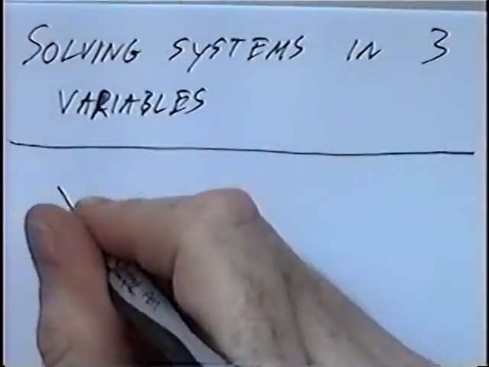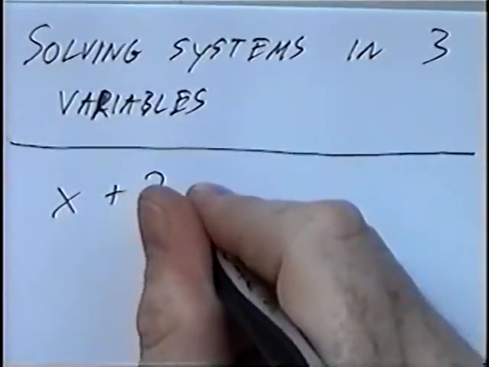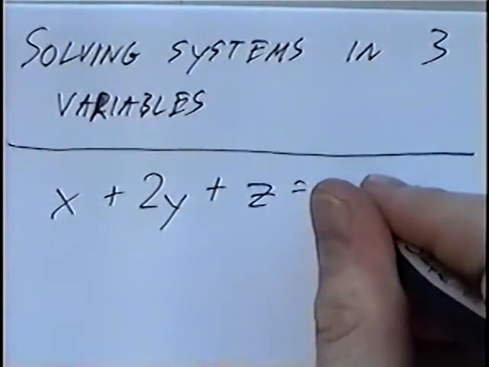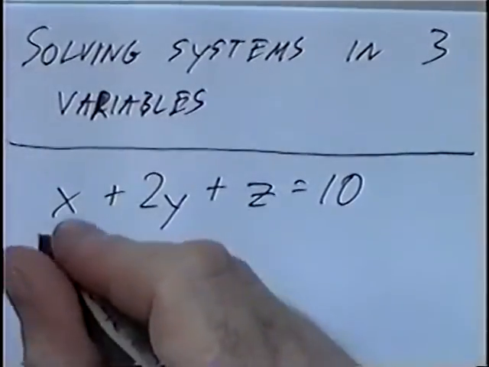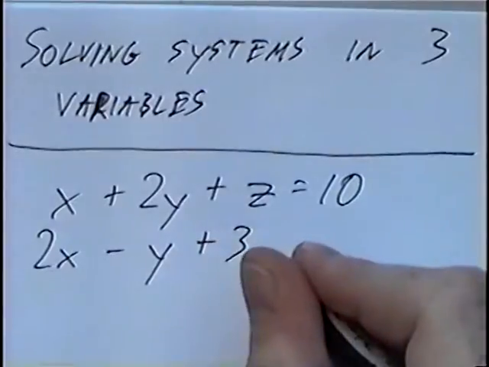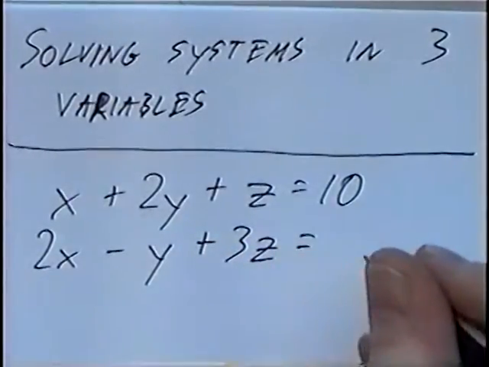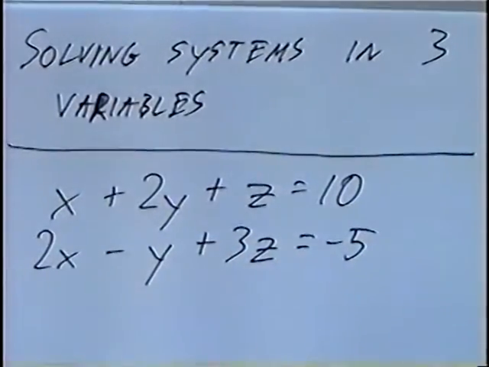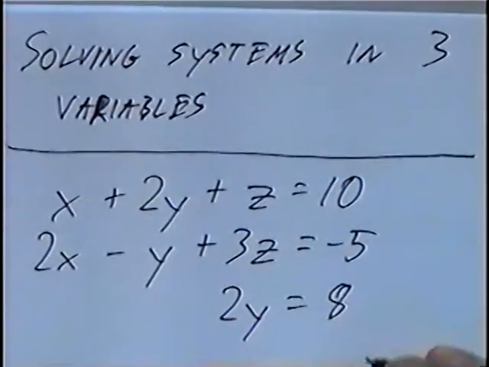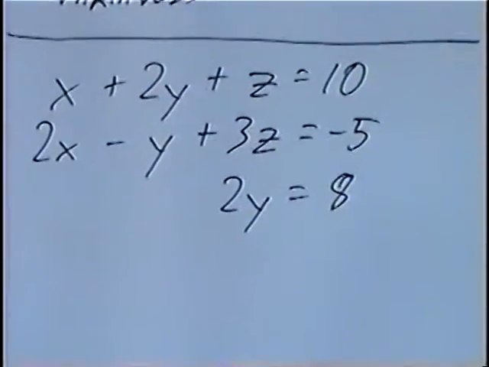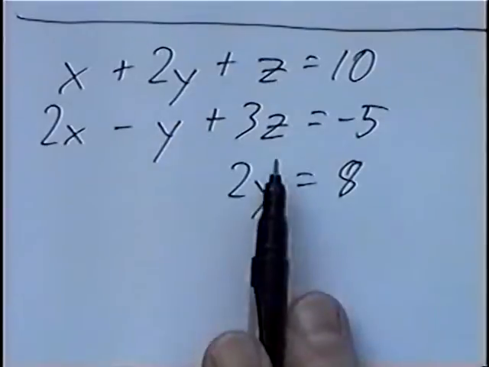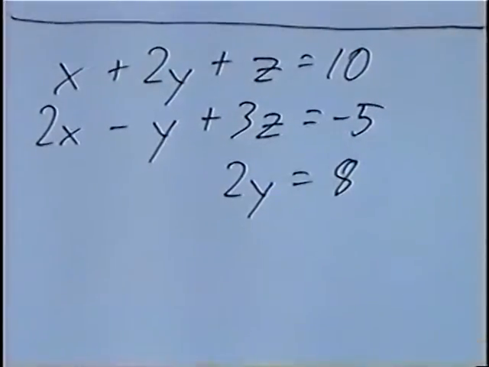First equation is x plus 2y plus z equals 10. And second equation, 2x minus y plus 3z equals negative 5. And last equation, 2y equals 8. So three equations, three variables. We'll figure out what x is, what y is, and what z is.